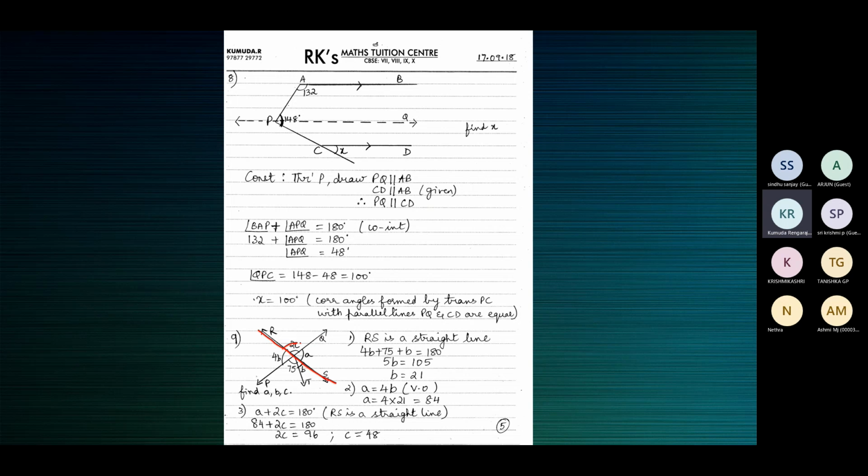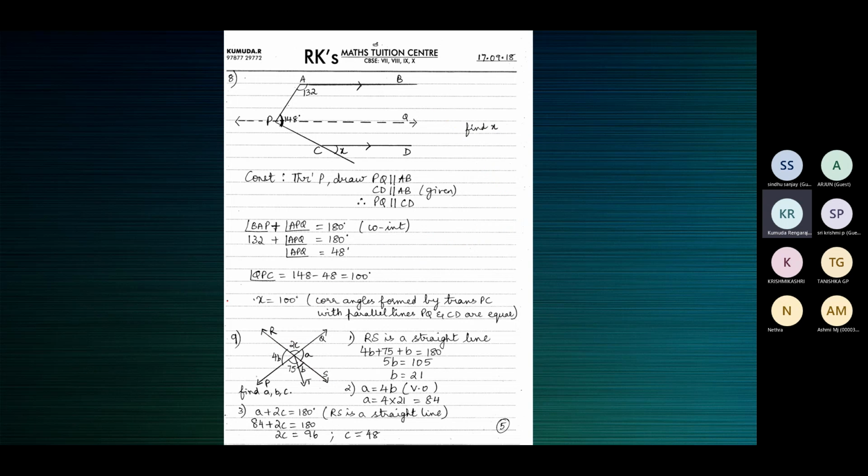So add the angles. 2C plus A is equal to 180. Are you all following, children? Am I clear? Yes, ma'am. On this side of RS, here you have 2C and A. 2C plus A is equal to 180. Again, two unknowns. Can't work and find anything.